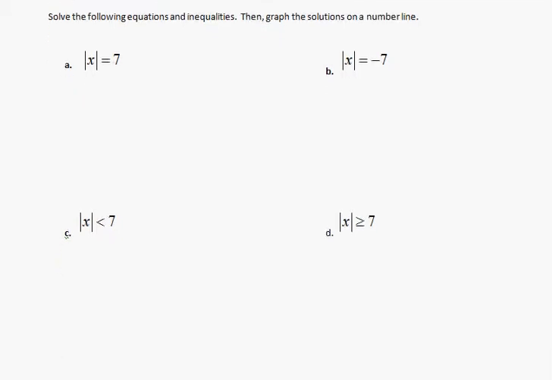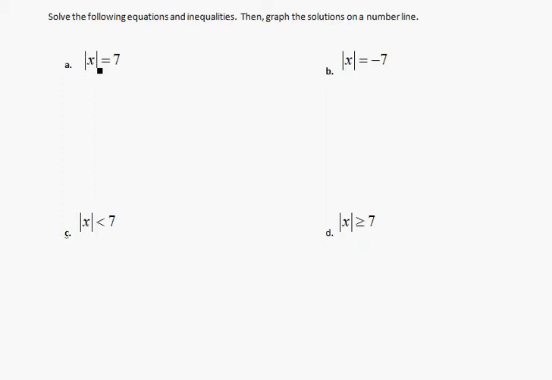Solve the following equations and inequalities. Then graph the solutions on a number line. A. The absolute value of x equals 7. To solve this equation, let's recall what the absolute value means.